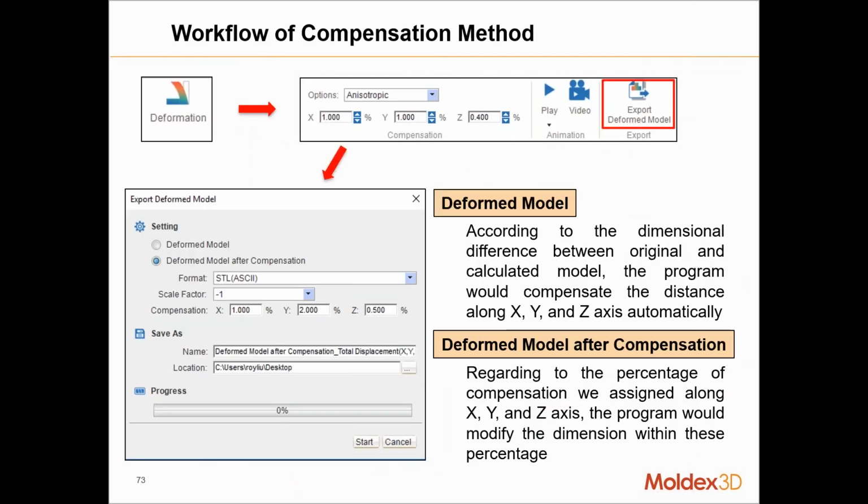With that said, this is the last slide that I have, showing what the interface is like when you try to apply your shrinkage compensation, when you're trying to export out your deformed model after the compensation, etc.